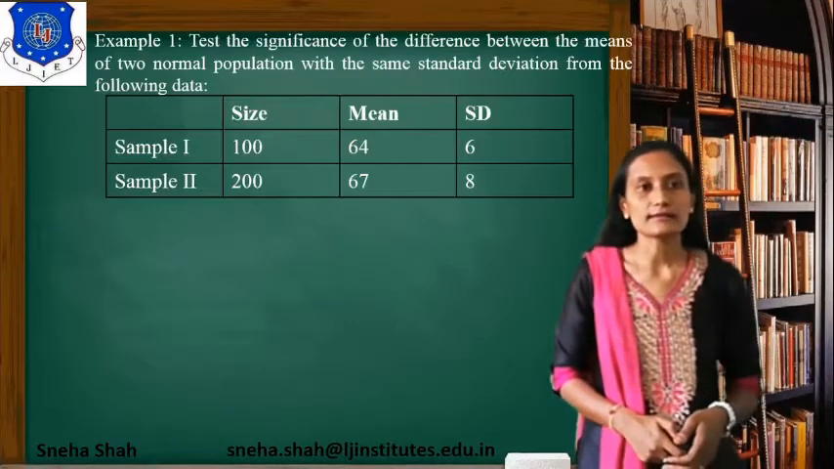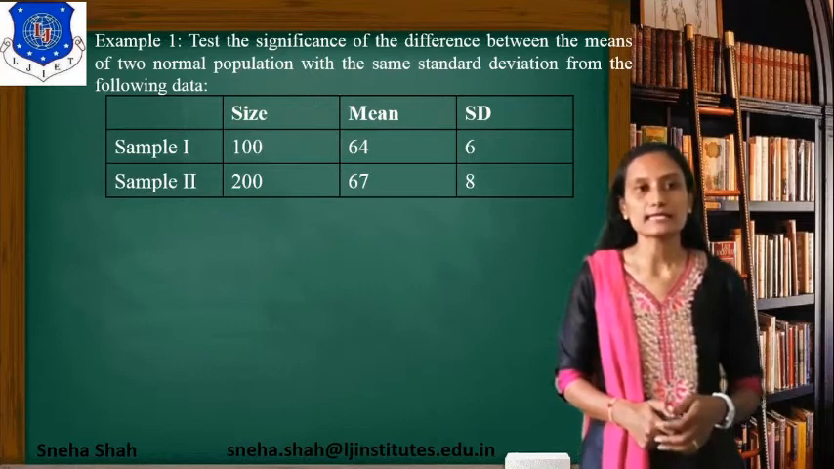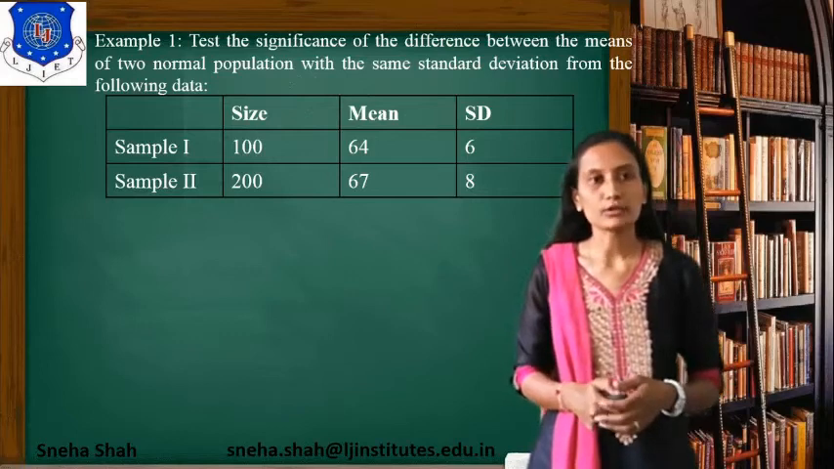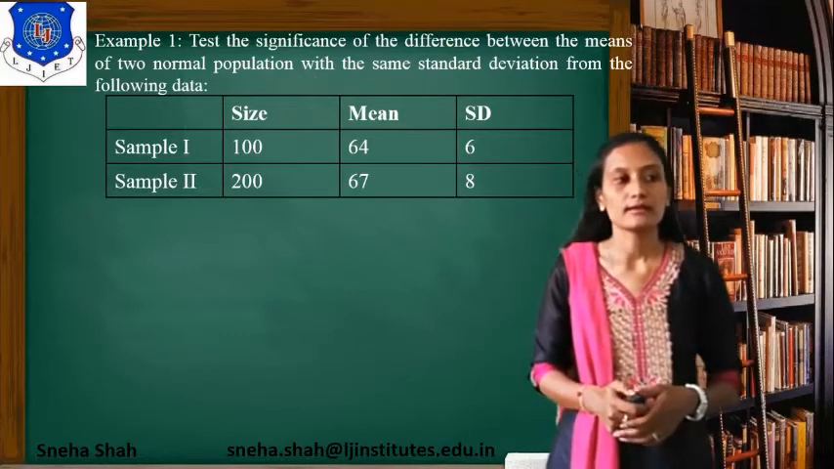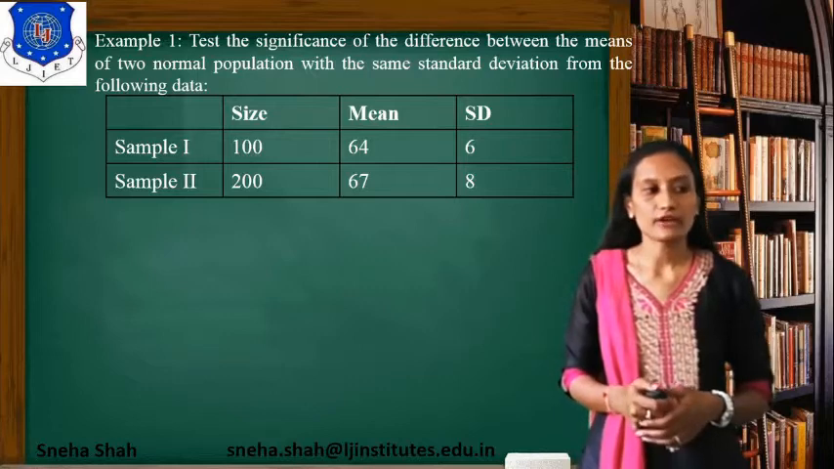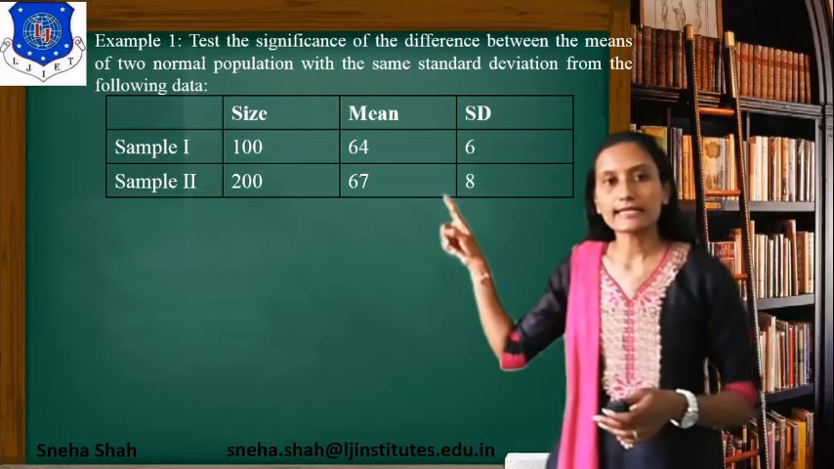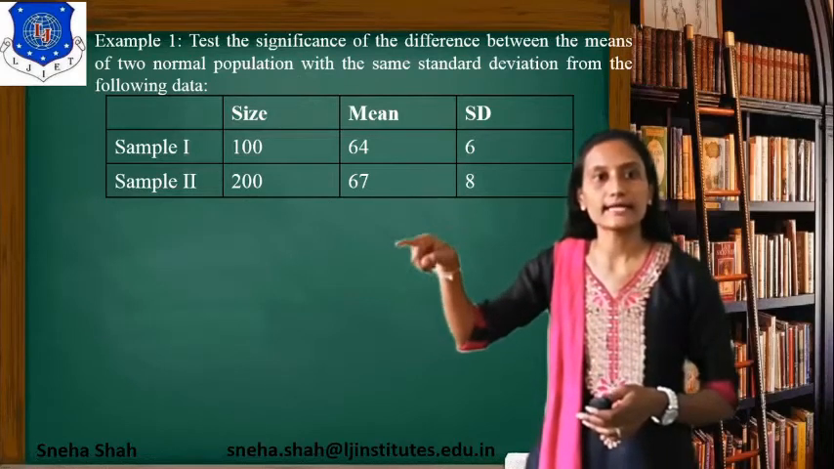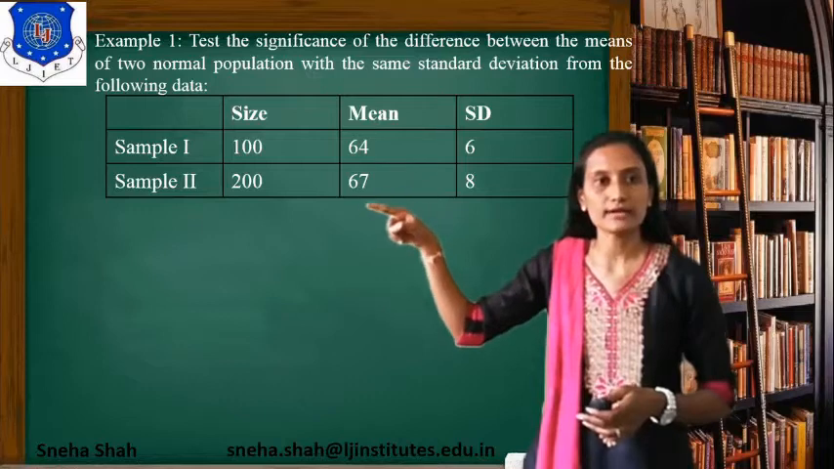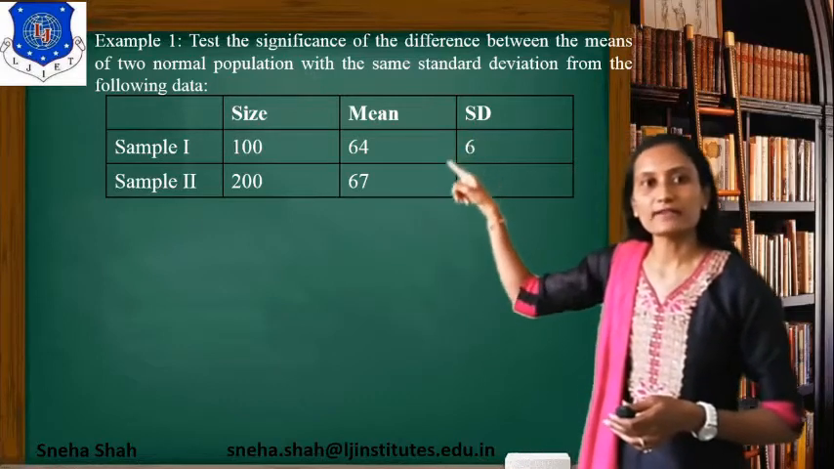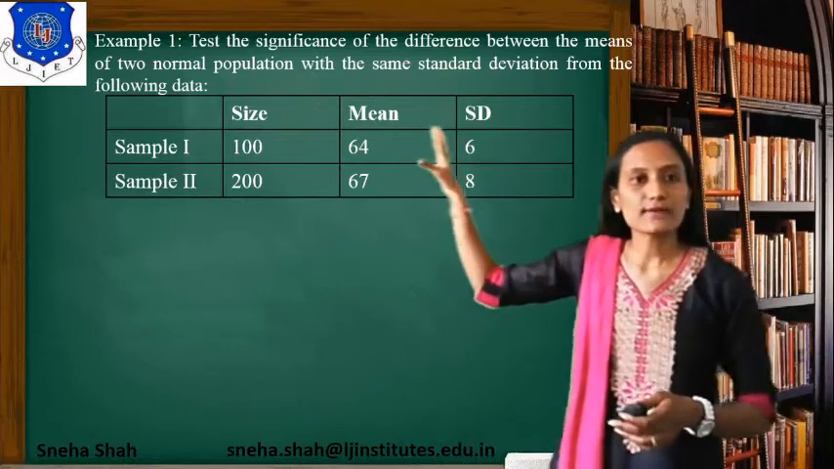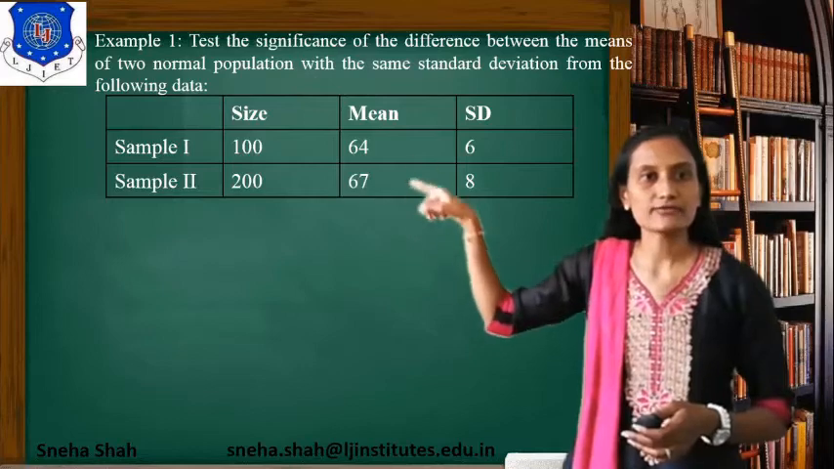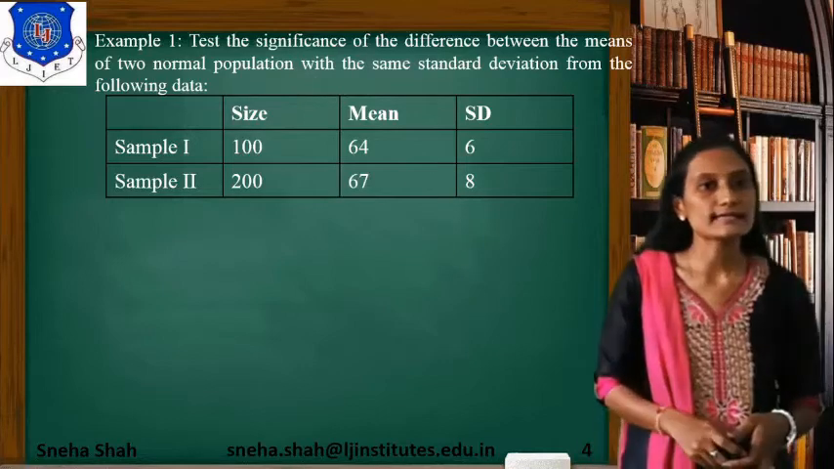Now let us solve an example. The first example is: test the significance of the difference between the means of two normal populations with the same standard deviation from the following data. Samples 1 and 2 are given. The sizes are 100 and 200, the mean values are 64 and 67, and the standard deviations are 6 and 8. So these values are given to you. You can see that the mean values are different, 64 and 67, right?